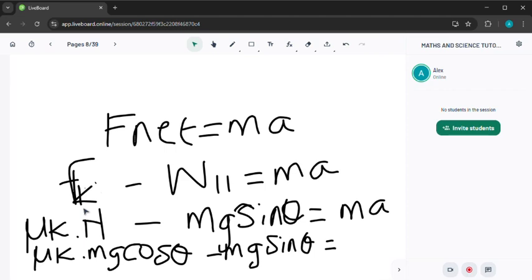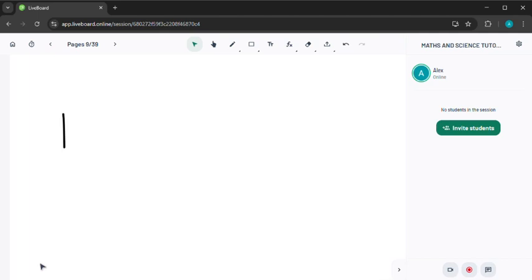Therefore we can substitute what needs to be substituted. So we are looking for the coefficient of kinetic frictional force, so we don't do anything with that but write it like that. So it's the coefficient of kinetic frictional force, right, multiplied by what?